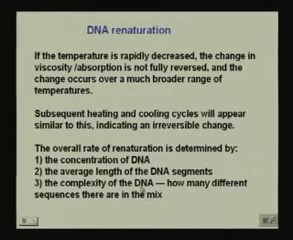What do we mean by the complexity of the DNA? We have to remember, we look for complementarity in the bases. It might not always be possible to find the same stretch of DNA that is going to form the double helix back together again. So, the overall rate of renaturation is determined by these specific factors: the concentration of the DNA, the average length of the DNA segments, and also the complexity of the DNA.